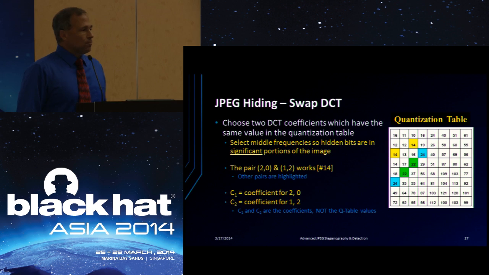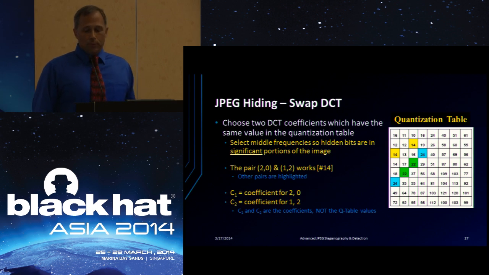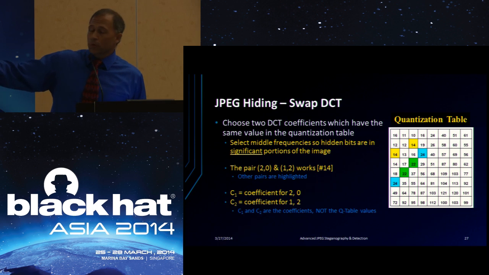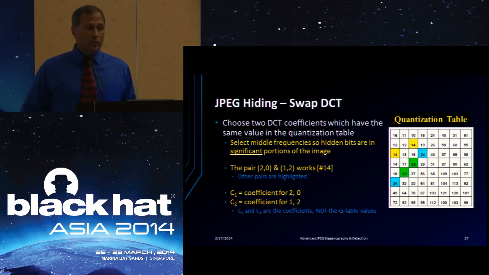So you read your message, and you look at the coefficient value. Now remember, what's on the screen here is the quantization table. That's not the coefficient values, that's just the quantization table showing which pairs of coefficients we chose to hide in. And it's arbitrary which way you go. But we'll say if your message bit is a 0, then coefficient 1 has to be greater than coefficient 2. If your message bit's a 1, then coefficient 2 has to be greater than coefficient 1.